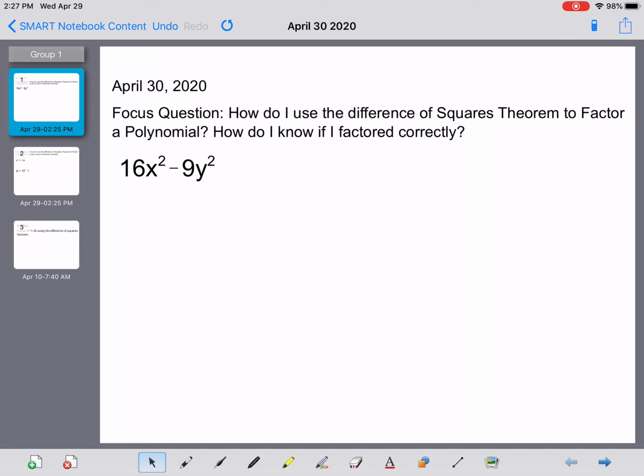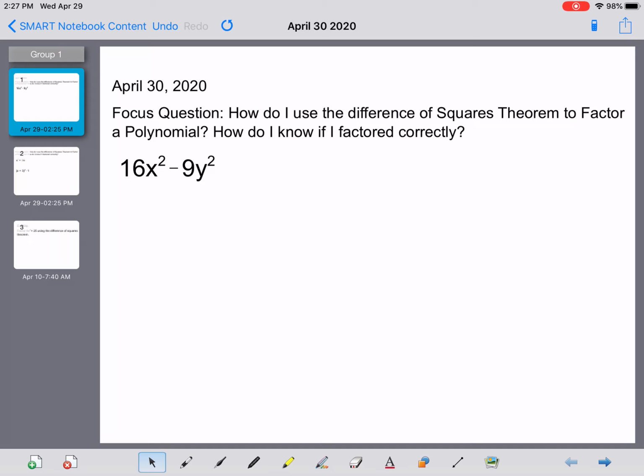Our focus question for today is how do I use the difference of squares theorem to factor a polynomial? How do I know if I factored it correctly? So let's first talk about the difference of squares theorem.